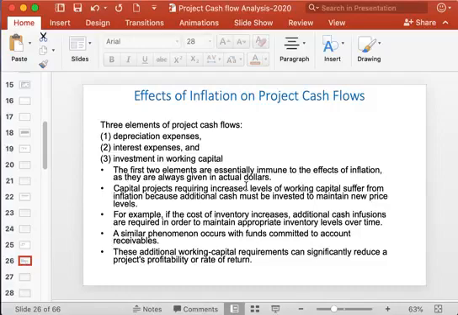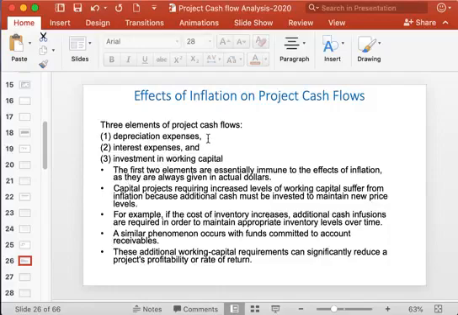Now moving on to the income statement and cash flow statement with inflation. So the effect of inflation on the cash flows, or the income statement, is because of the effect of inflation on these components.